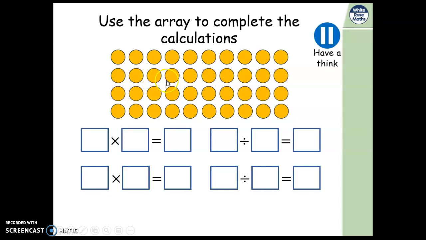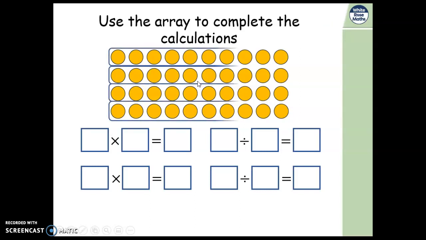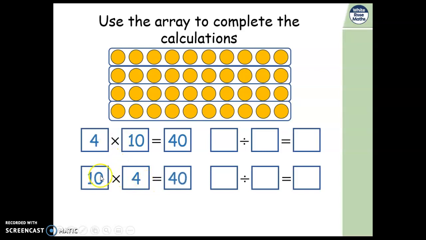Same with this one, except this time we've got 40. So now we've got 4 groups of 10. So then we can swap them around, 10 groups of 4. Swap the numbers round, so the biggest number goes first. 40 divided by 10 equals 4. 40 divided by 4 equals 10.